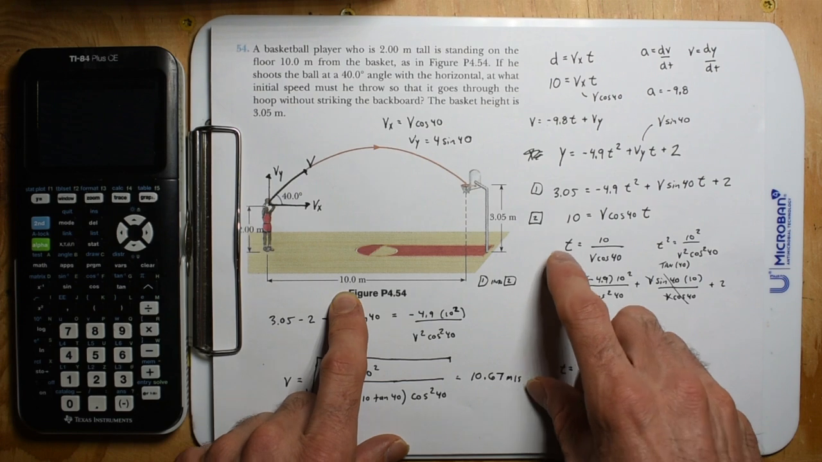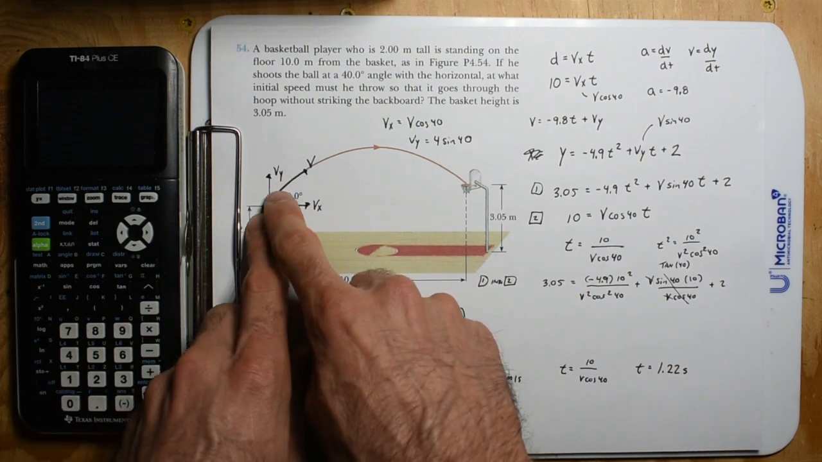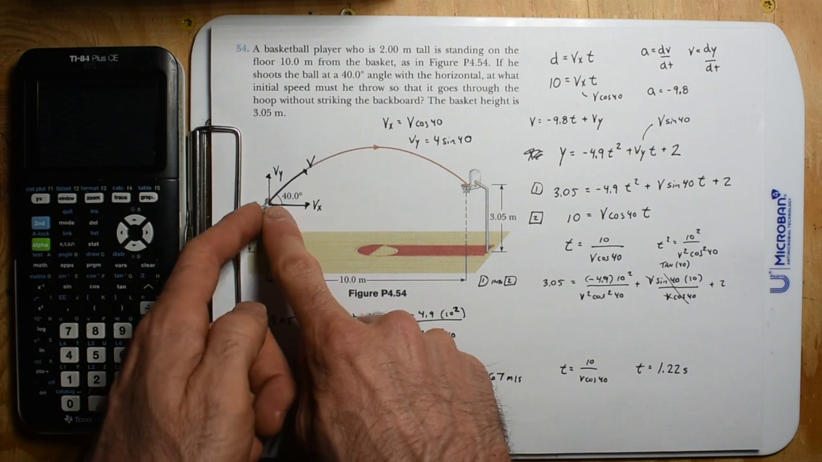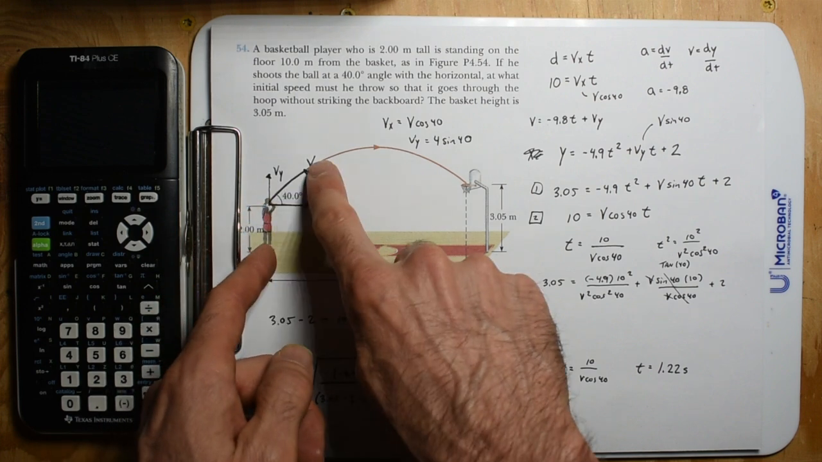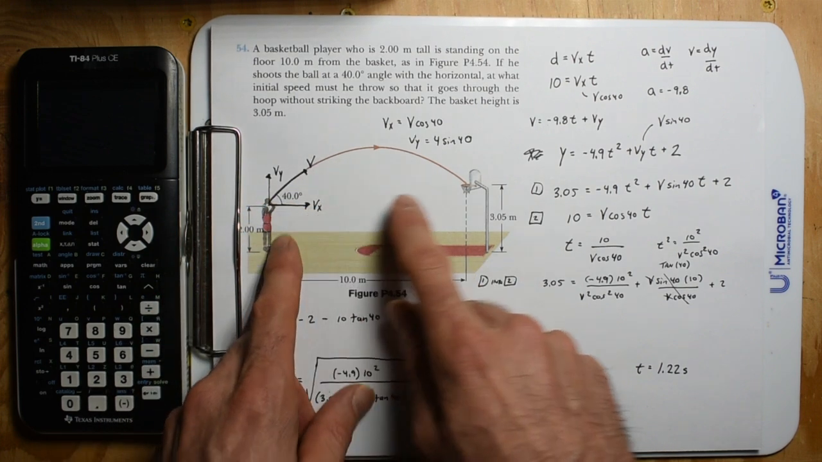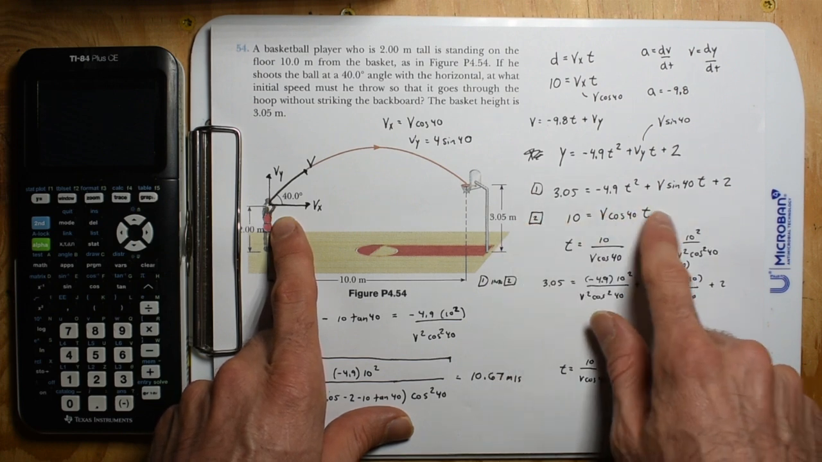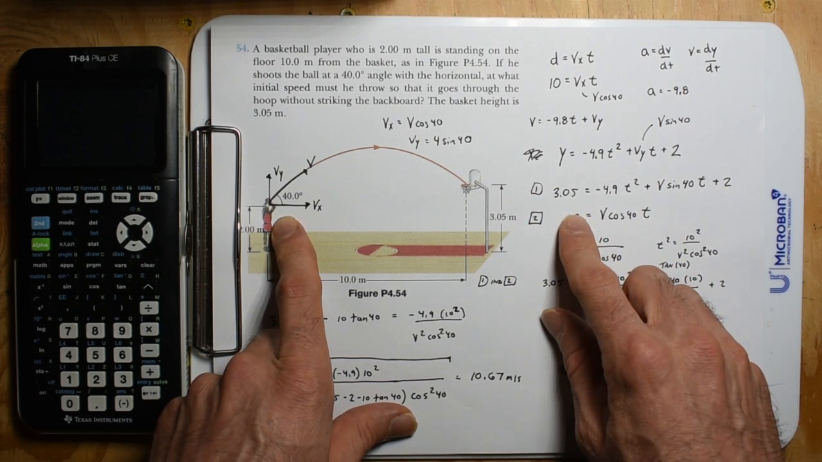And then we know some components. We want to know this velocity, but we know this component Vx is that velocity times cosine 40. And so that's this equation. So that's technically one of the equations for our two equations, two unknowns.